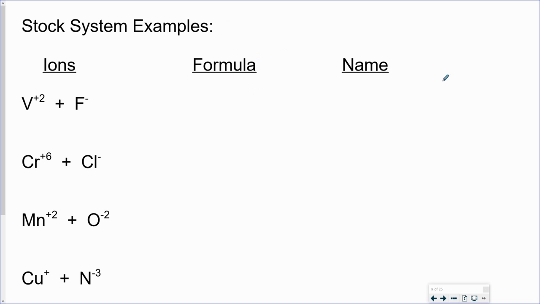So let's go ahead and write some formulas and then some names. So this one, the formula would be VF2. On this formula, the 6 is going to come down, the 1 will come down, so you're going to get CrCl6. For the name on the top, it would be vanadium.